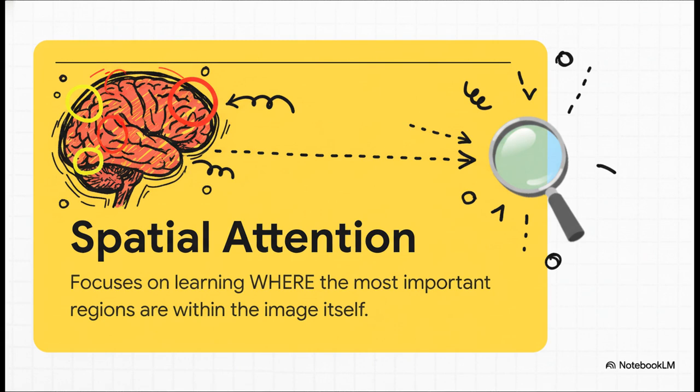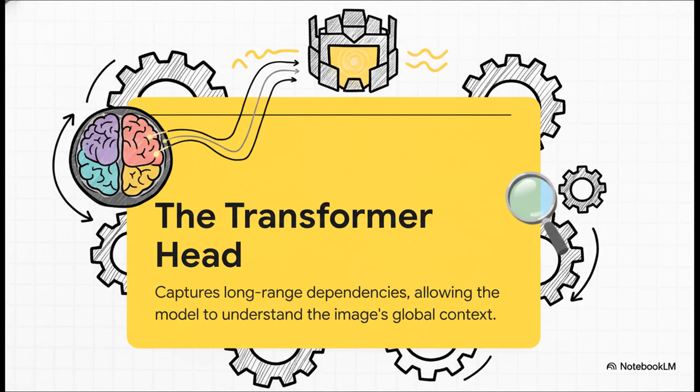Okay, next up, spatial attention. So if that first part figured out what to listen for, this next part figures out where in the image that important stuff is happening. It's like giving the AI a magnifying glass and a highlighter. It helps it zero in on the exact spots, the exact pixels in the scan that really matter for making a diagnosis.